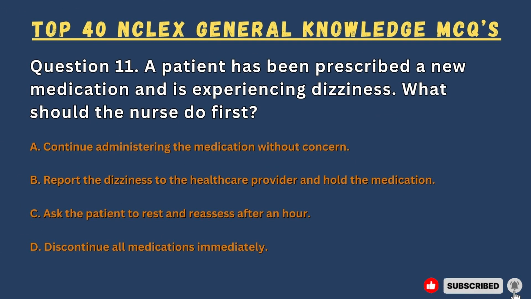Question 11. A patient has been prescribed a new medication and is experiencing dizziness. What should the nurse do first? A. Continue administering the medication without concern. B. Report the dizziness to the healthcare provider and hold the medication. C. Ask the patient to rest and reassess after an hour. D. Discontinue all medications immediately.